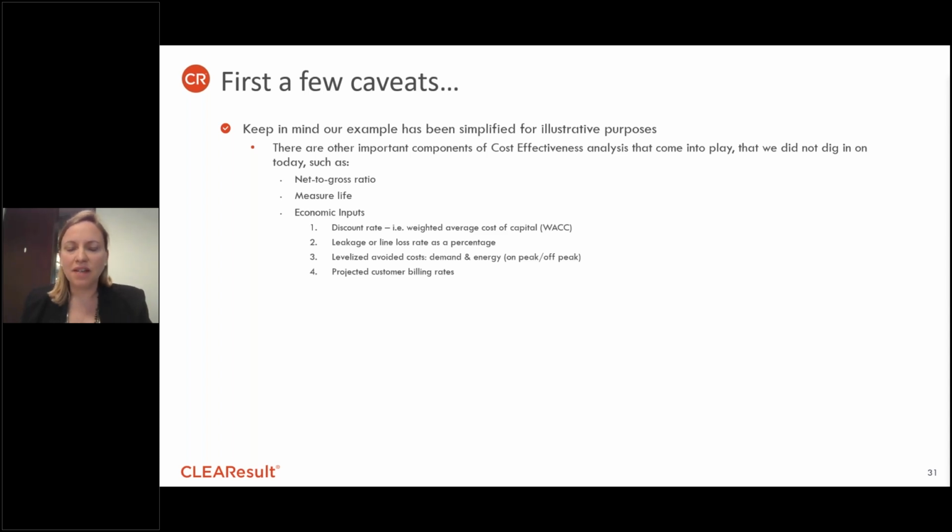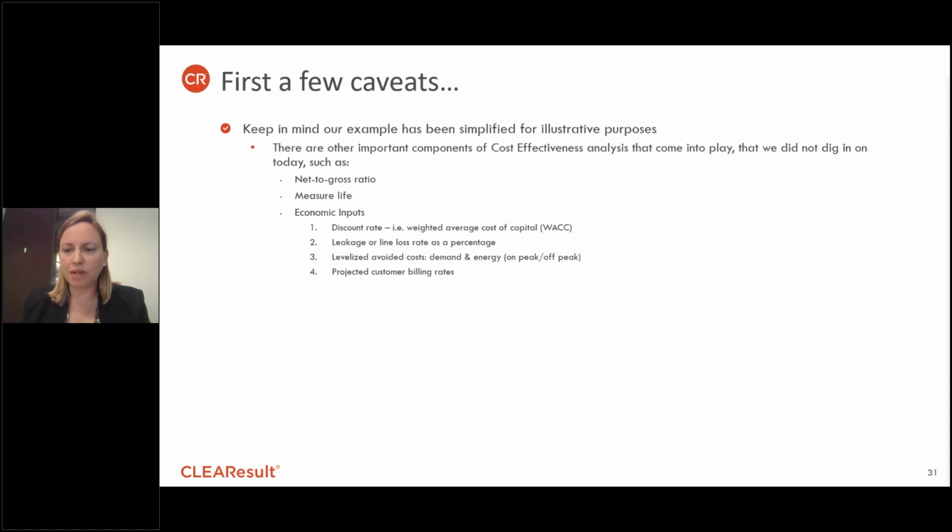So you might hear about, how do you include net to gross ratios? How does that impact cost effectiveness? Because they do if you're in an evaluated market. How are you accounting for all of your measure lives, especially if you have a portfolio with multiple measures with various measure lives across it, and other economic inputs that we didn't dig into today, but would love to do a follow-up or be available to dig in more after the call today.